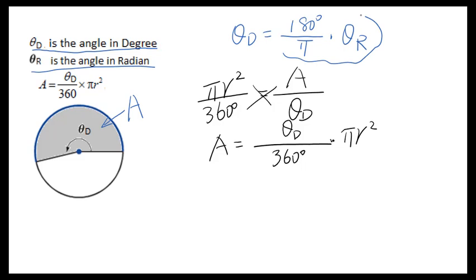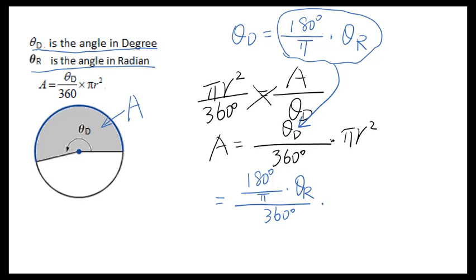Now we will plug this into this theta d. You will get 180 degrees over pi times the angle in radian over 360 degrees times pi r squared. Since this is a complex fraction, we will move pi into the denominator. We will get 180 degrees over pi times 360 degrees times the central angle in radian, then times pi r squared.